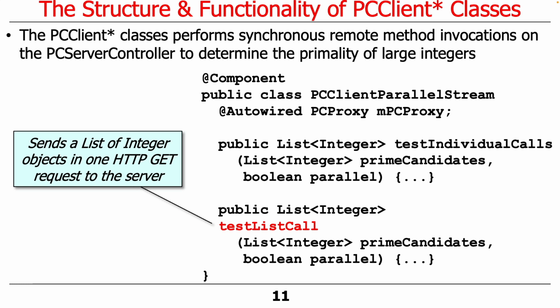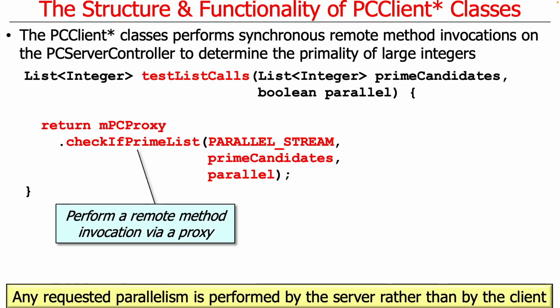There's another variant where the server does the parallelism. So in that particular case, we're going to pass in the list of prime candidates, and it's just going to get forwarded on to the server, which will do the actual computation. So here, the server does the parallelism rather than the client does the parallelism.